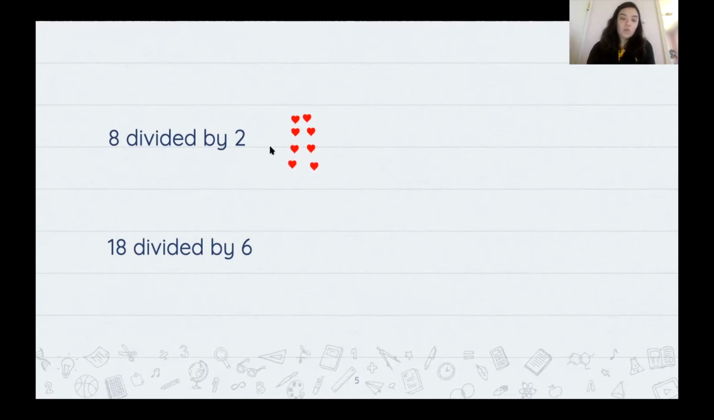So now how many rows do I have? That's what we're looking at. So I have 8, and I divided it by 2. That's how many are in each group. And now I have a total of how many rows? 1, 2, 3, 4. So 8 divided by 2 equals 4.